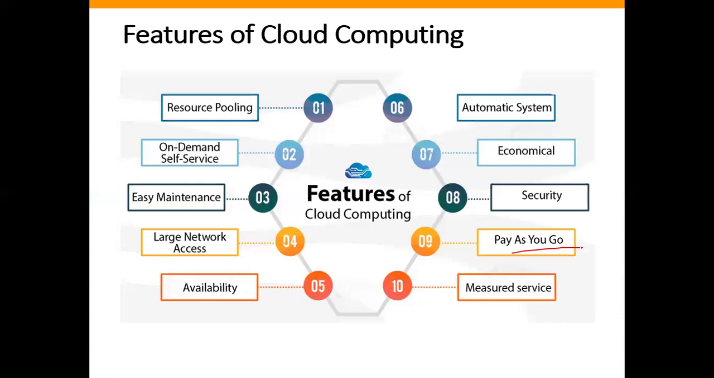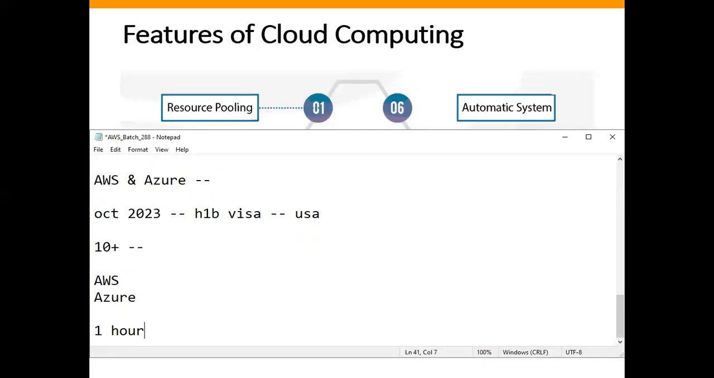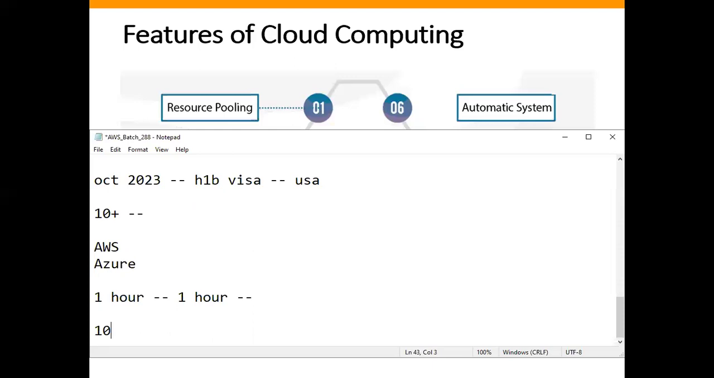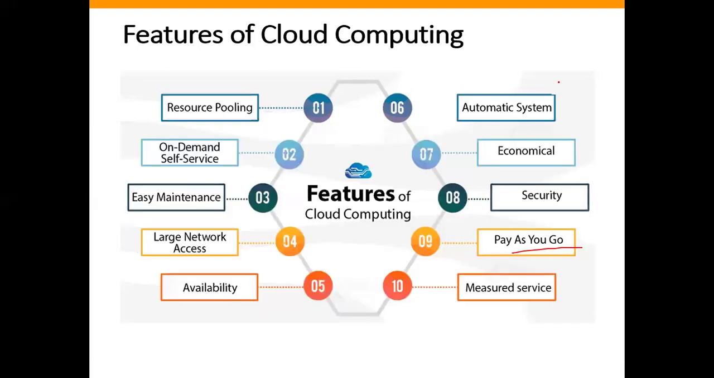The second is pay as you go. Pay as you go means if you are using a particular service for 1 hour, you only need to pay for 1 hour. You don't need to pay for a full day, a full week, or a month. If you use a service for a few hours, you only pay for that specific time period. Minutes are not counted because AWS charges on an hourly basis. So even if you use it for 10 minutes, you need to pay for 1 hour. Based on hourly usage, AWS is going to charge you. That is called pay as you go.